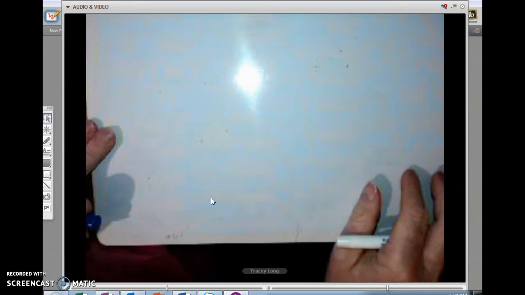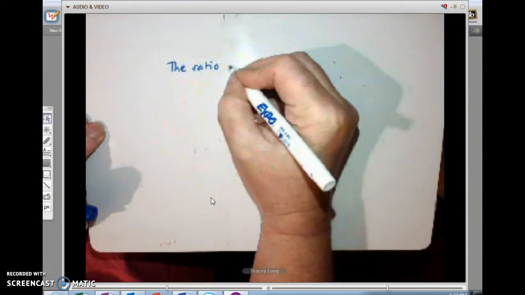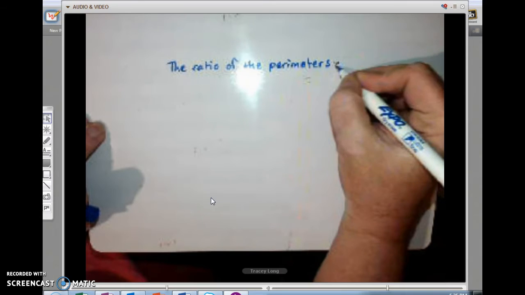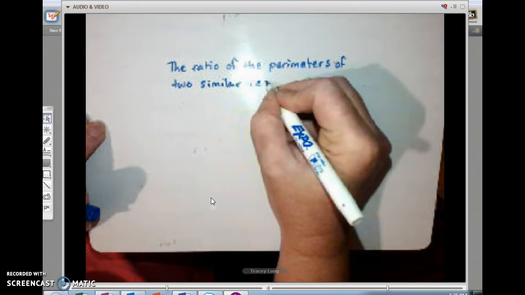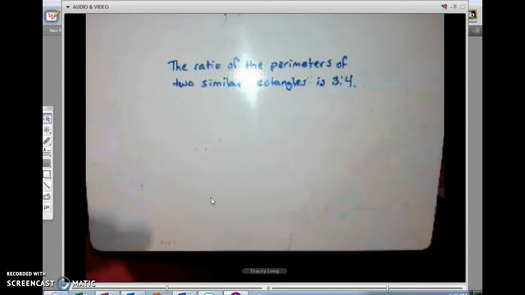All right. So let's say they tell us, this is the way you'll see problems most often. They might say to us that the ratio of the perimeters of two similar rectangles is 3 to 4. All right, now they haven't asked me a question yet, so let's think for just a minute. What kinds of questions could they ask me here? If they gave me the ratio of the perimeters of two similar rectangles, they could ask me for the scale factor, couldn't they?